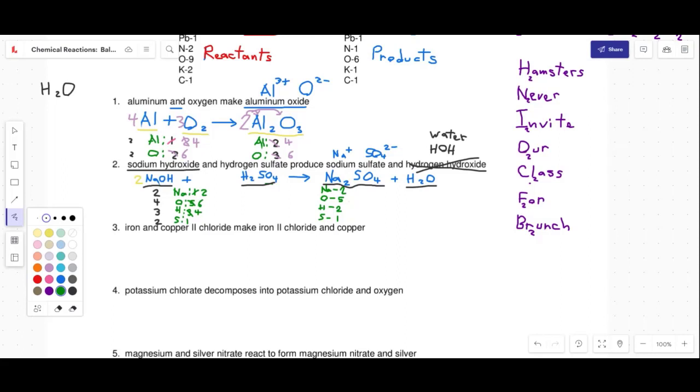And let's see. So now, after we balance the sodiums, we can balance the hydrogens because sodium and sulfur are both already balanced. So what do I do to balance the hydrogens now?